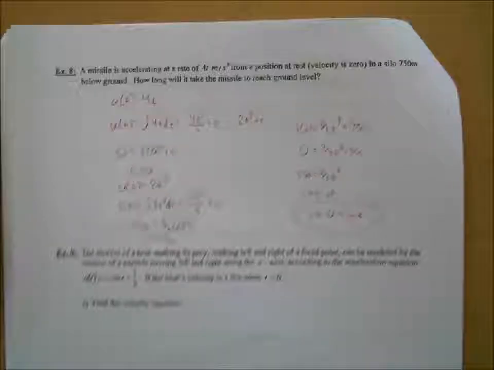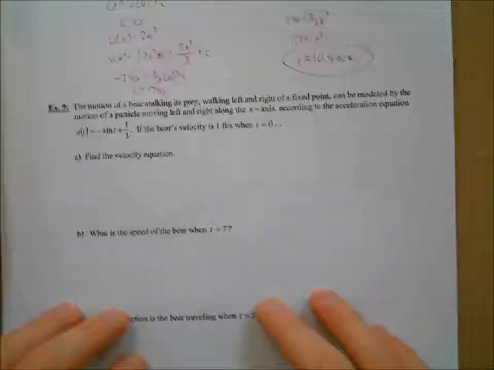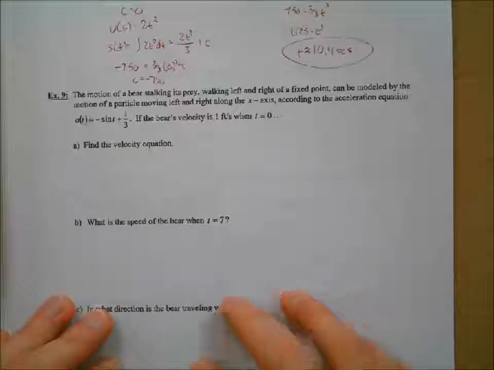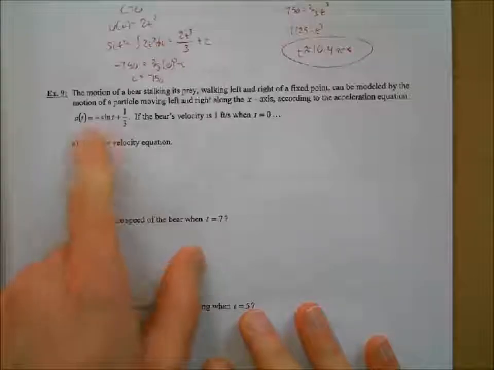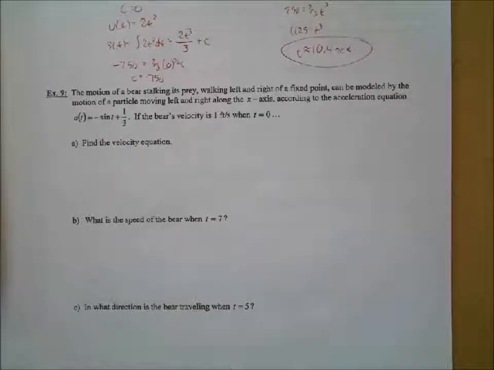Questions on that? We're all good? We've got one more here we're going to look at. The motion of a bear stalking its prey, walking left and right of a fixed point, can be modeled by the motion of a particle, right? You've seen those bears going like this, just like the snakes do. I don't know why a bear would do that, but there it is. This is really just an excuse for us to throw a trig thing in here. Really, that's all it is.